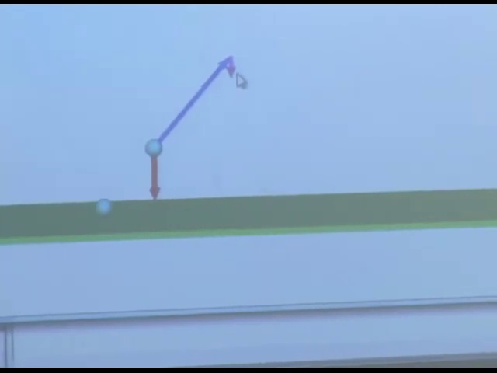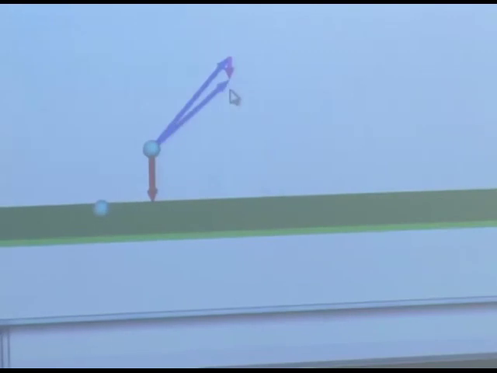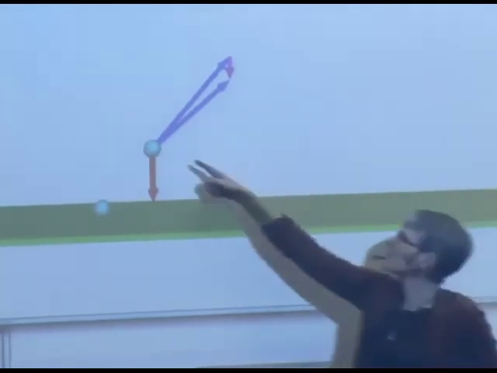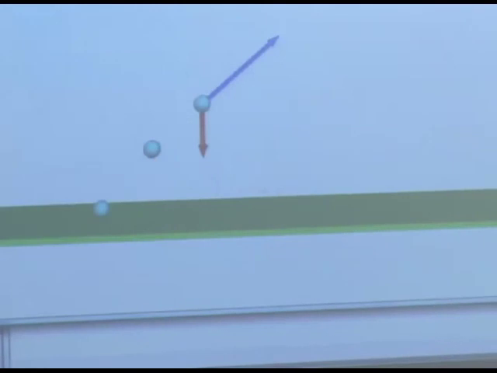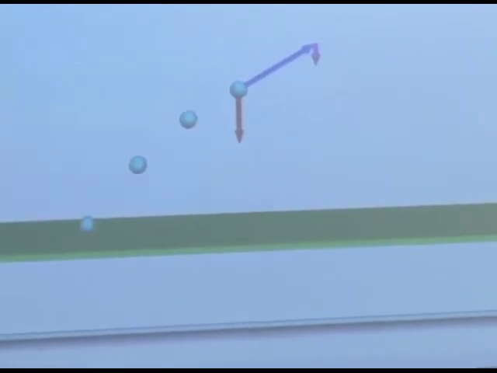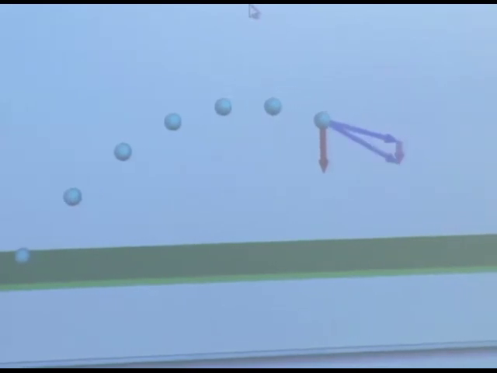That's F net delta t. And we're going to add it. When you add vectors, you're putting them tail to tip. So that's the new momentum there. We can use that to get a new velocity and let it move. And then we're going to do it again. And we get an F net delta t, and an F net delta t, and an F net delta t, and an F net delta t.